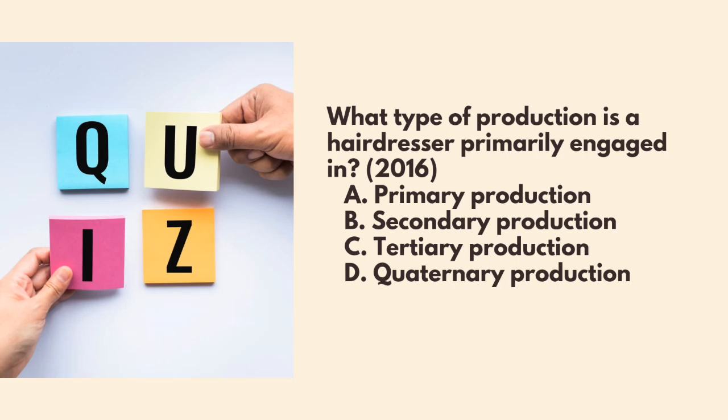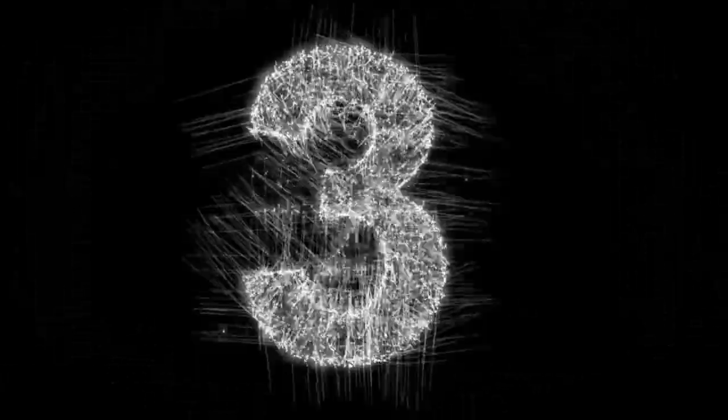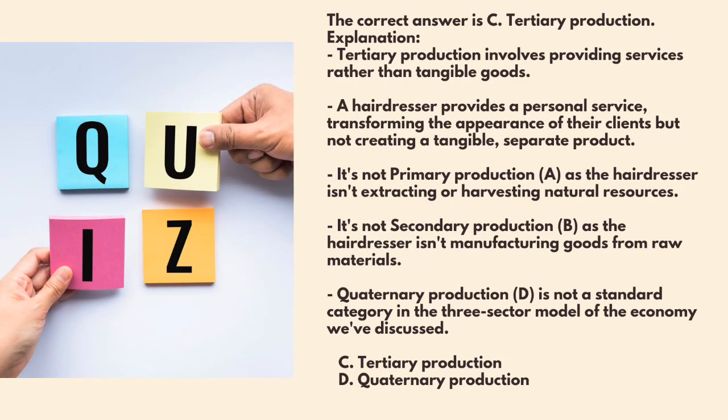What type of production is a hairdresser primarily engaging in? This is coming from year 2016. Option A, primary production. Option B, secondary production. Option C, tertiary production. And option D, quaternary production. What is our answer? Let's take a deep look. Our answer is option C, tertiary production.